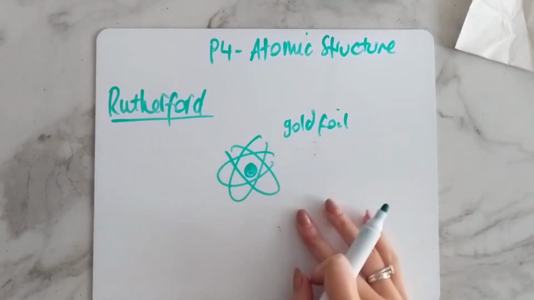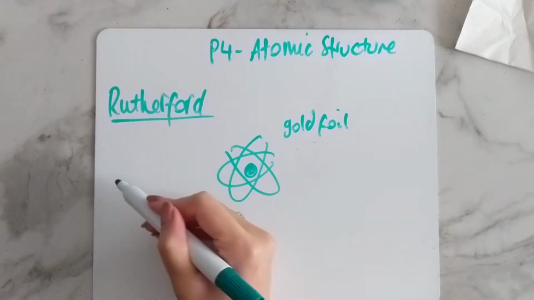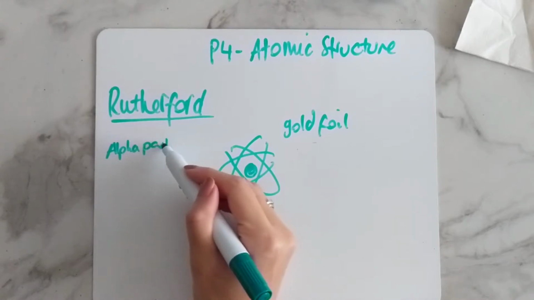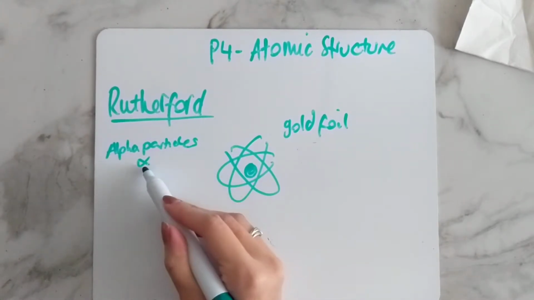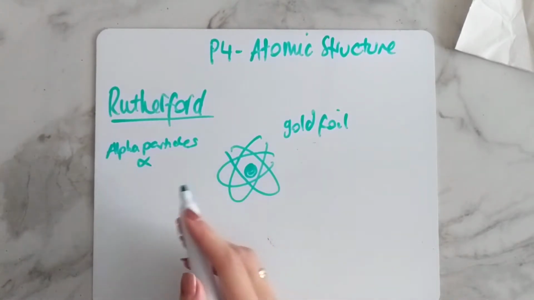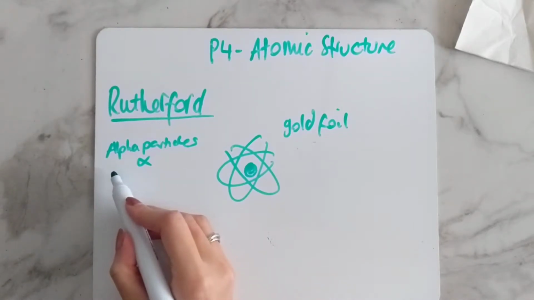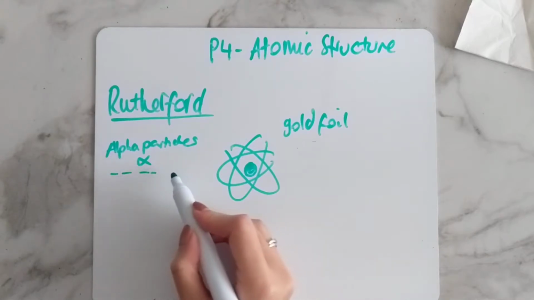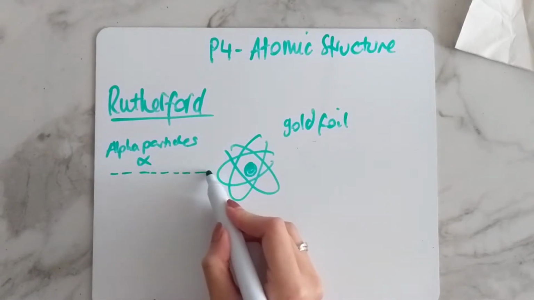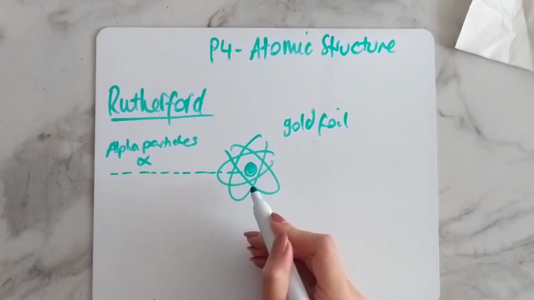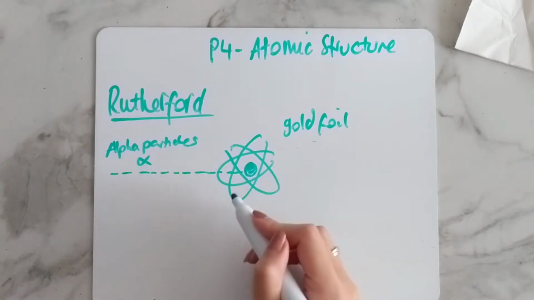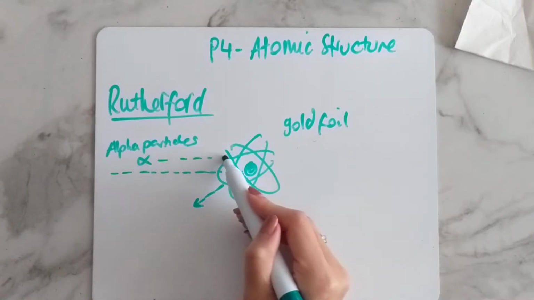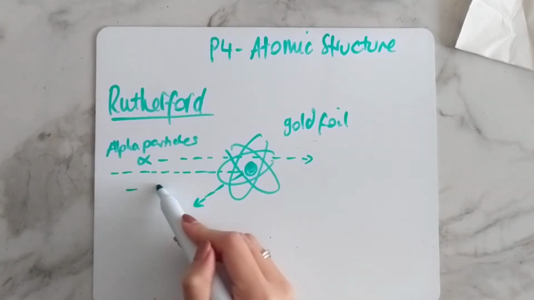Okay. So he shot a beam of alpha particles. Now alpha particles are just tiny particles. Alpha is represented as a symbol like that. He shot a beam of alpha particles at this gold foil, and the majority of the alpha particles went straight through. However, some hit the nucleus and bounced back. But like I said, the majority went straight through.